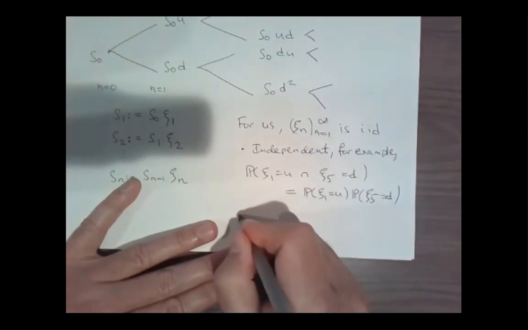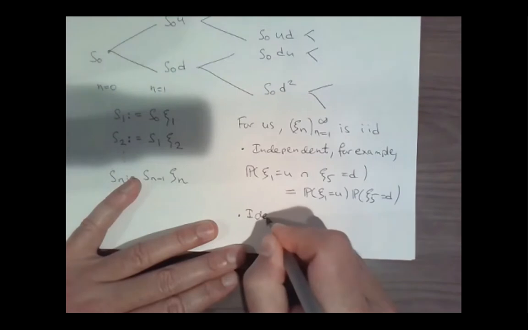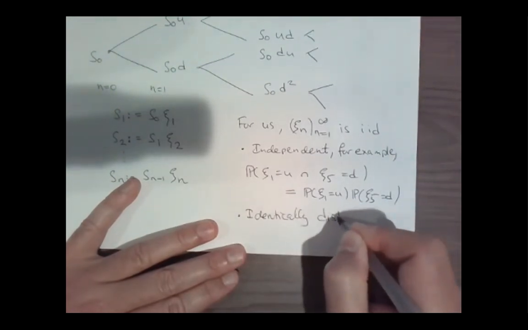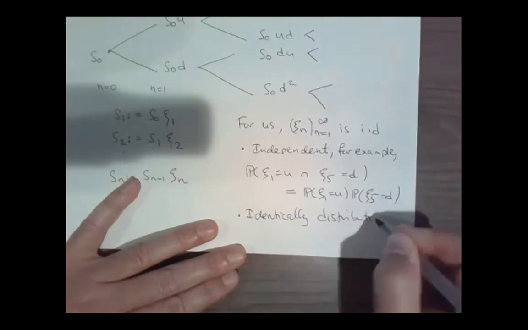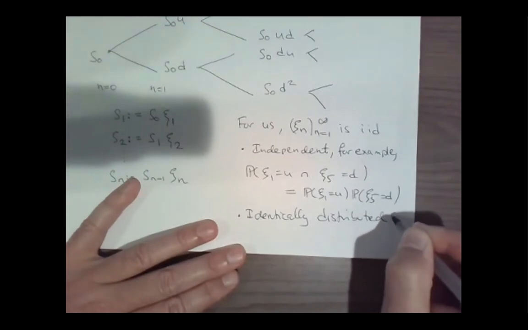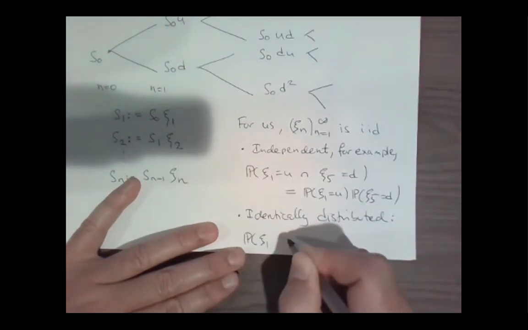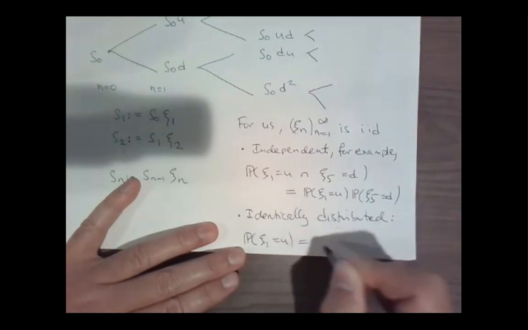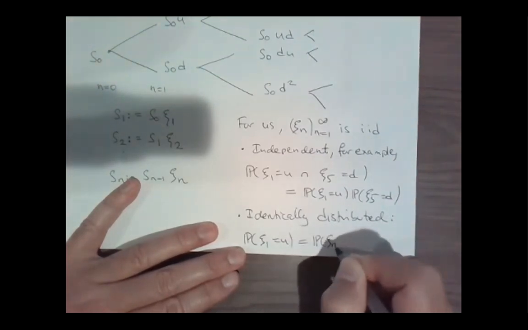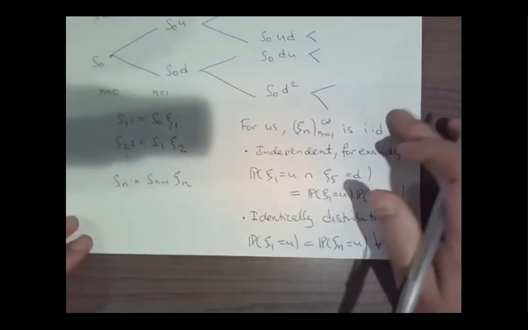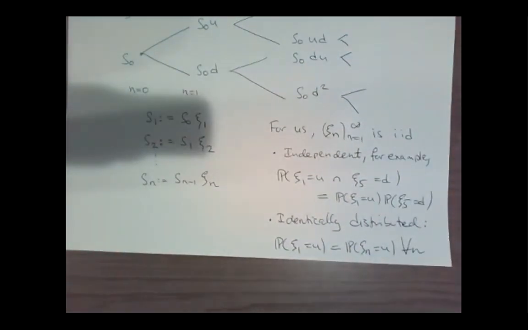And the other one is identically distributed. This simply means that if I look at the probability that psi1 is U, this is the same thing as the probability that psi n is U for all n. So they all have this distribution.